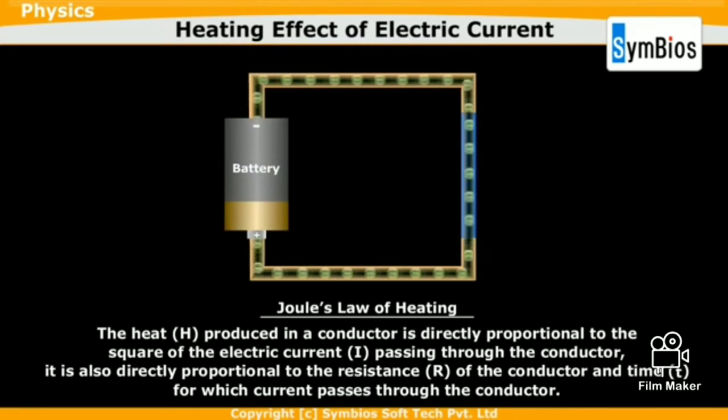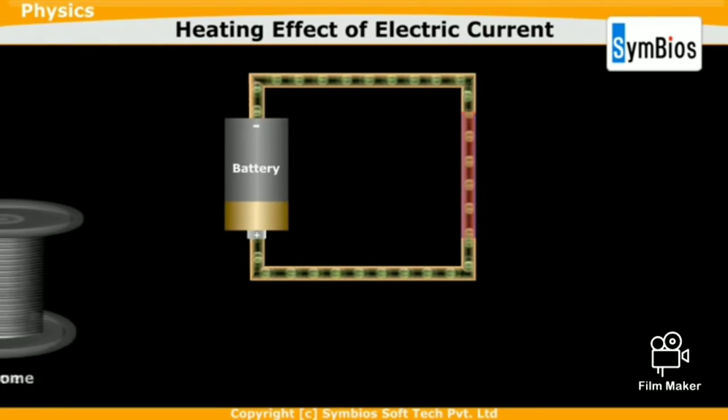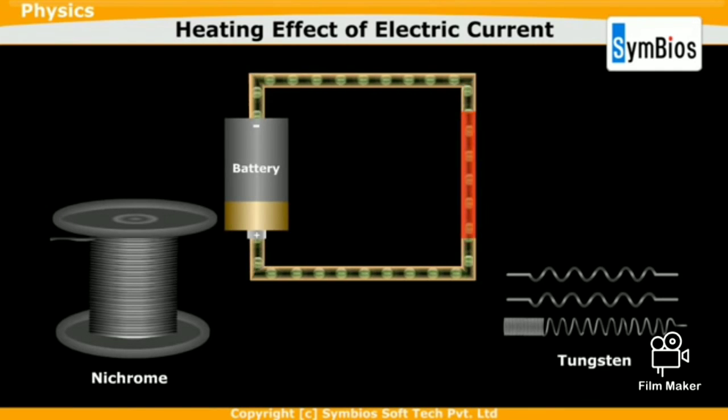Based on the Joule's law, we can say that to get more heat generated, we have to pass more current for more time. As the resistance is directly proportional to the heat generated, the materials that have higher resistance to electricity, such as nichrome or tungsten, generate a large amount of heat as compared to copper. This property of tungsten and nichrome is used in several appliances where electrical energy is required to be converted to heat energy.